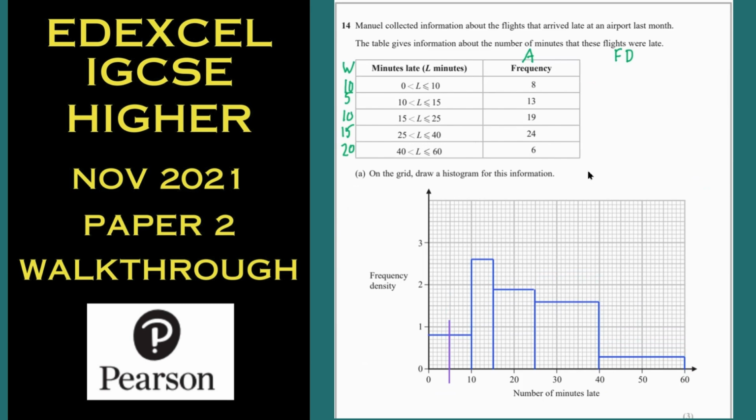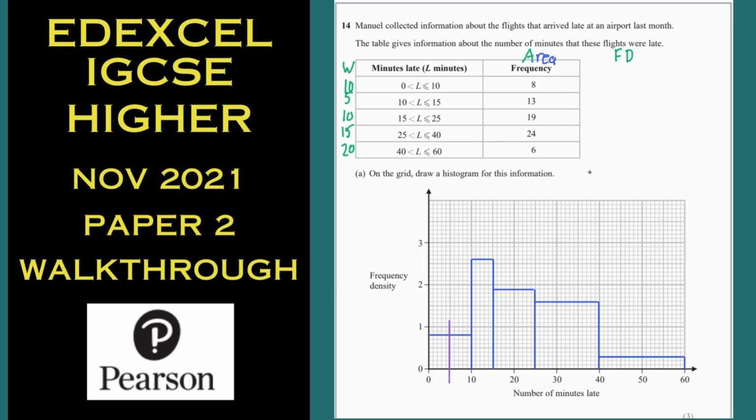Number 14. Love these histograms in the middle of the paper. Absolute gold mine. Do not rush them. Take them nice and easy. Remember, frequency means area. And yeah, I've already drawn it because it just takes too long. I am rubbish with technology. Haven't you learned that yet?